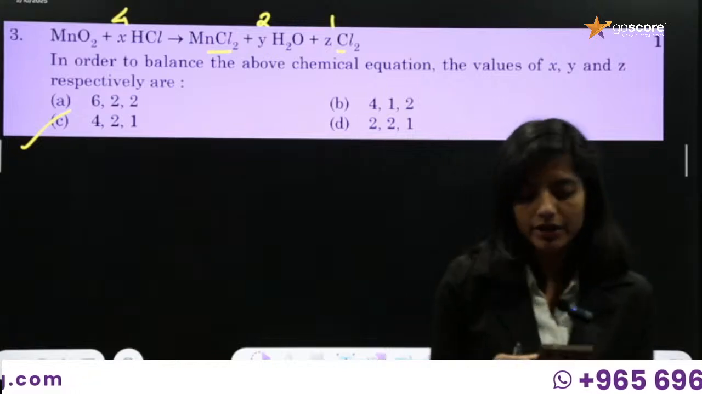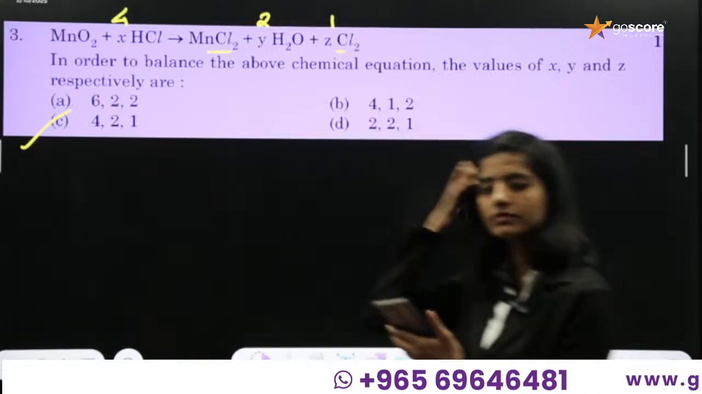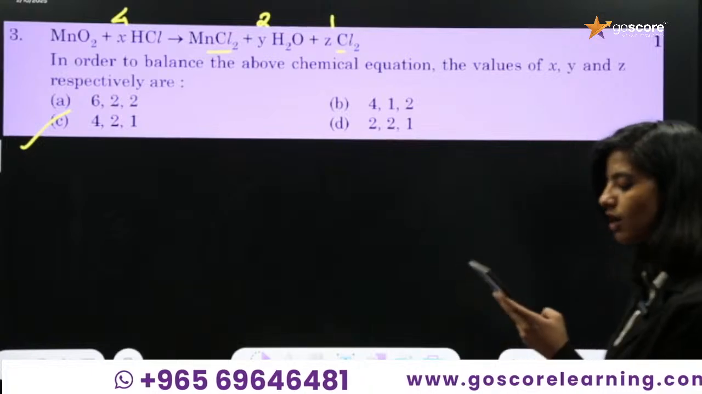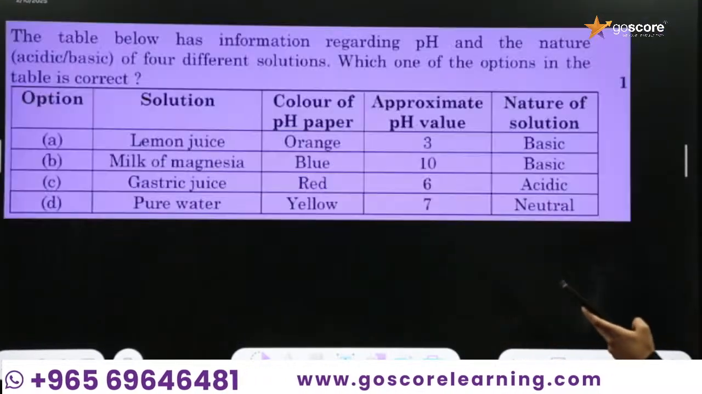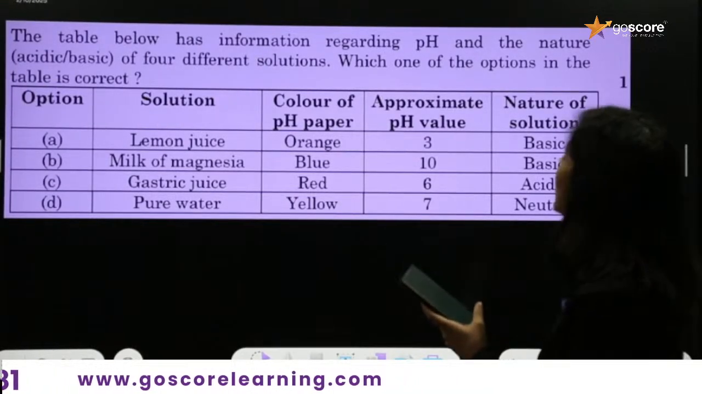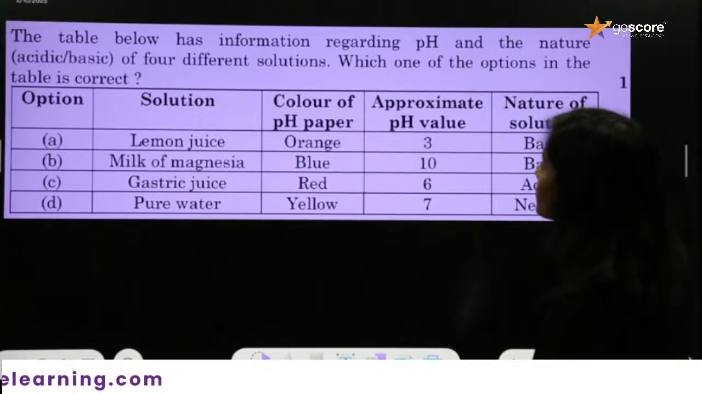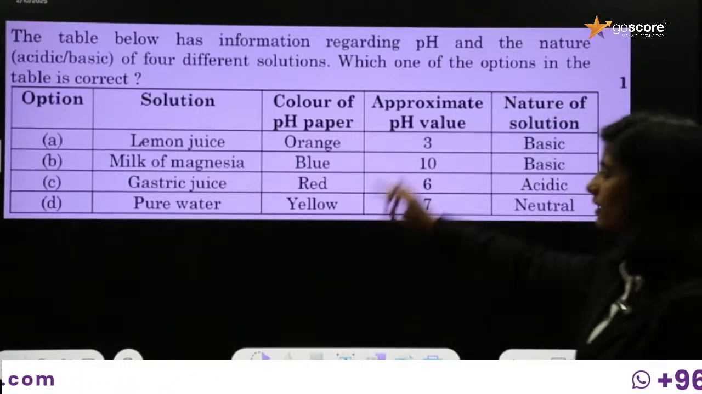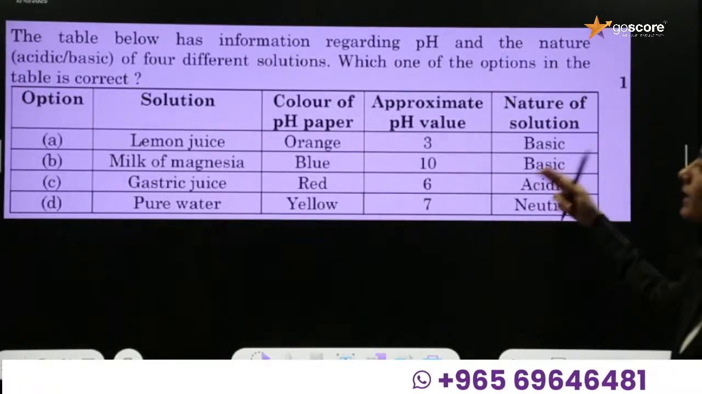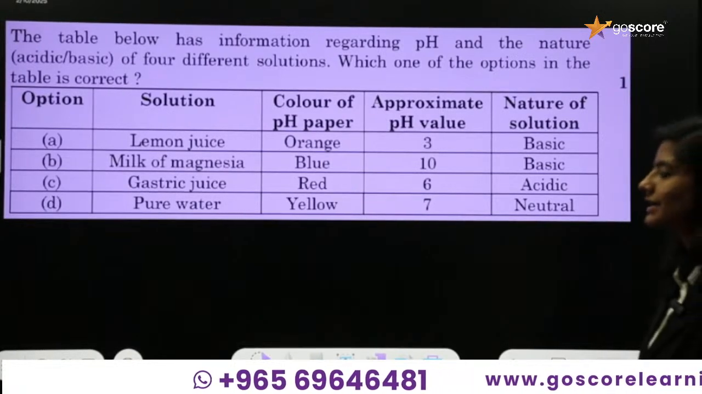I hope you are doing all the questions along with me. And that is going to be 4, 2, 1. Any doubts? If not, moving ahead with the next question. The table below has information regarding pH and the nature, acidic or basic, of 4 different solutions. Which one of the options in the table is correct? We have A, B, C, D. Four solutions are given, and comparing the data, you have to pick which is the correct one.